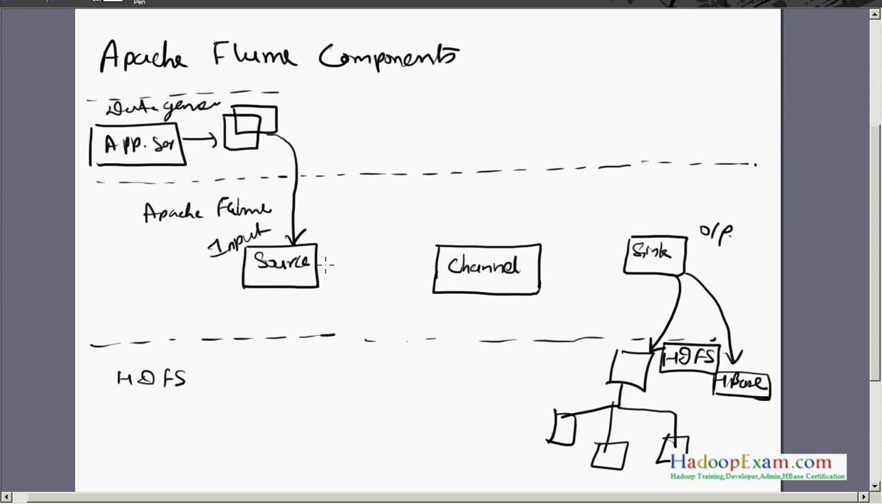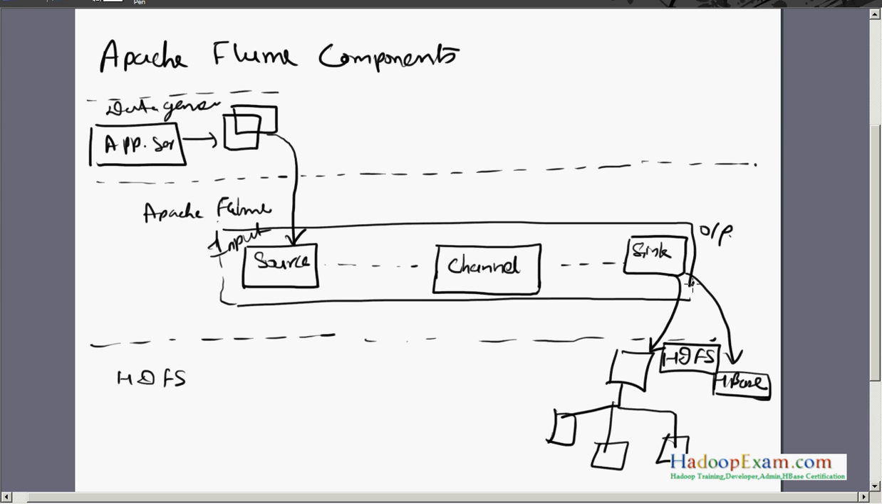This is the channel which works in between source and sink. All these three components are run inside a daemon process which is called agent. So the agent is responsible for running all these processes inside it: the source, the sink, and the channel. So this area is the agent, and there are other components as well, which we'll discuss.